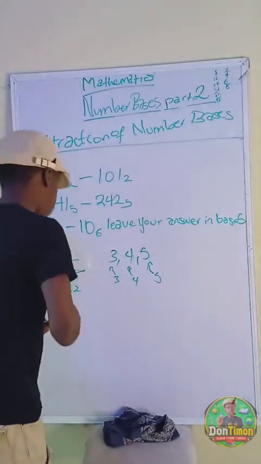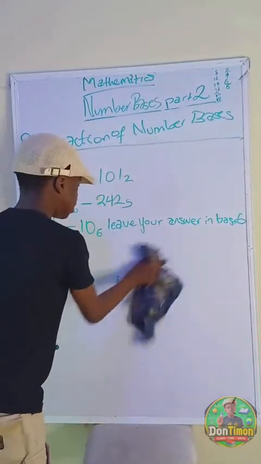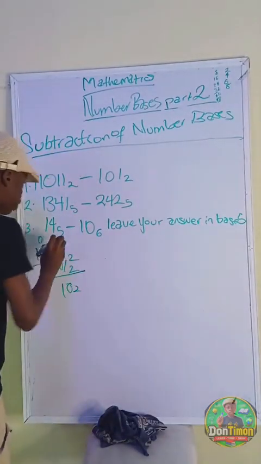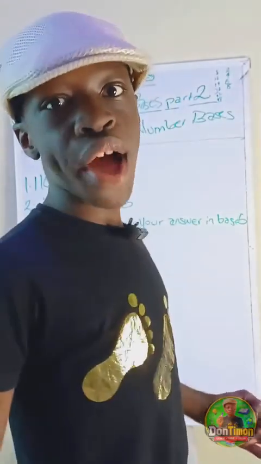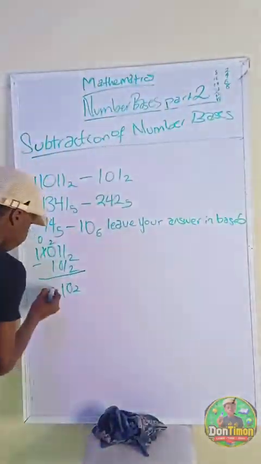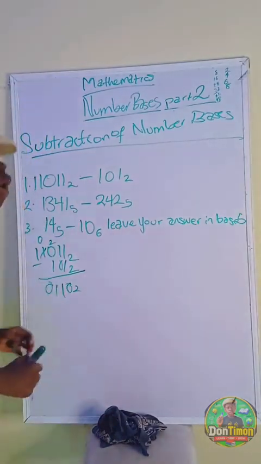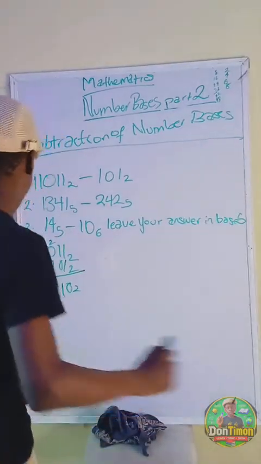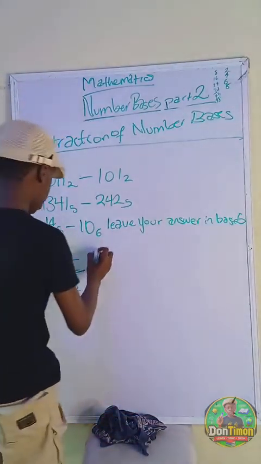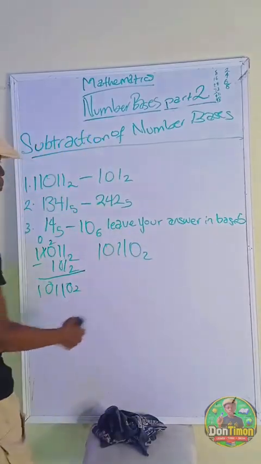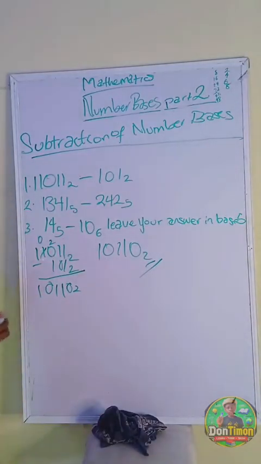Let's get back to our equation. Since this is base 2, we're going to bring out 2 here. 2 minus 1 is 1. 0 minus 0 is 0. 1 minus 0 is 1. Our answer is 10110 base 2.